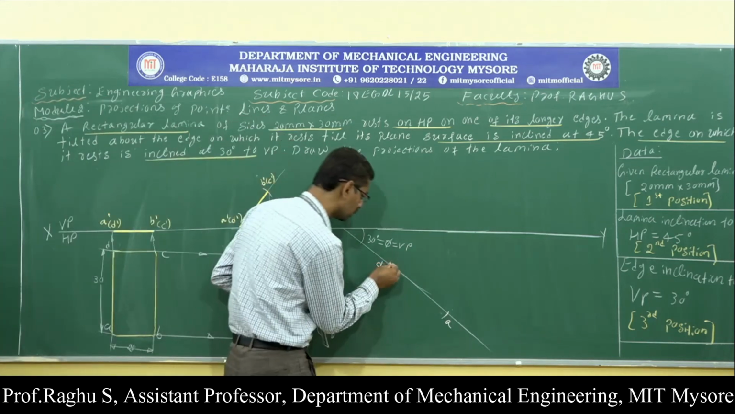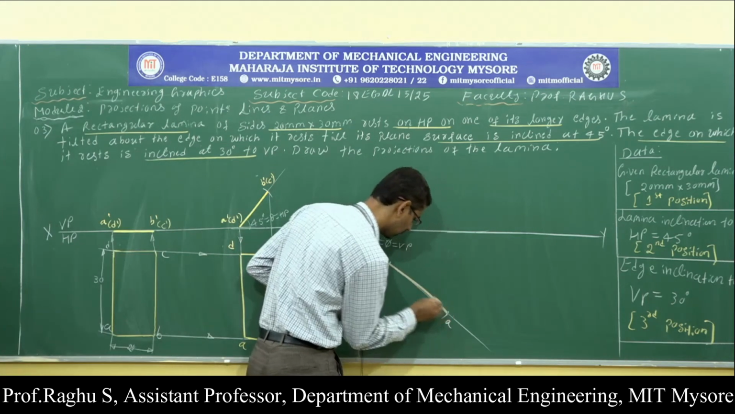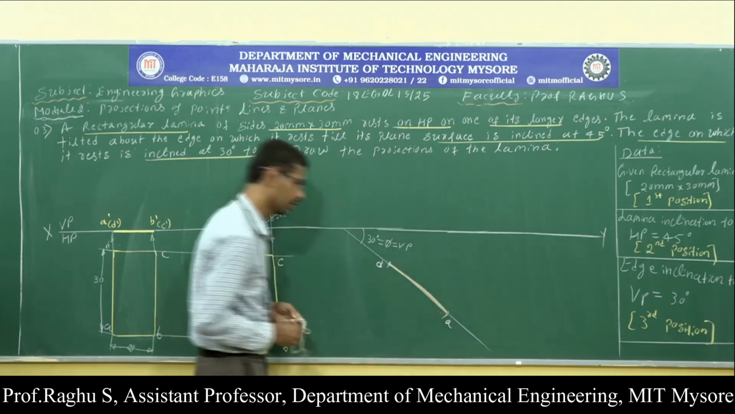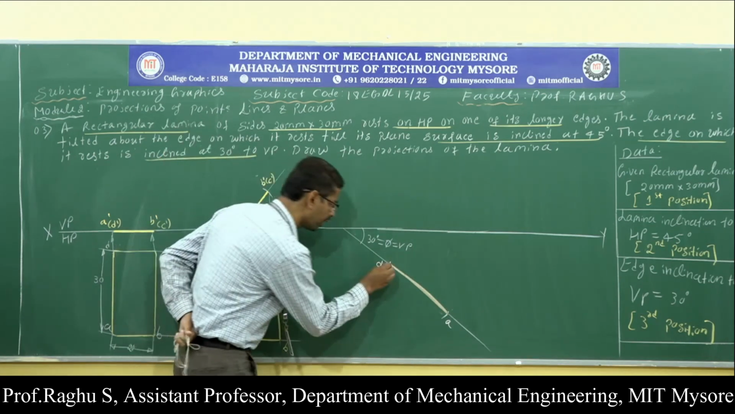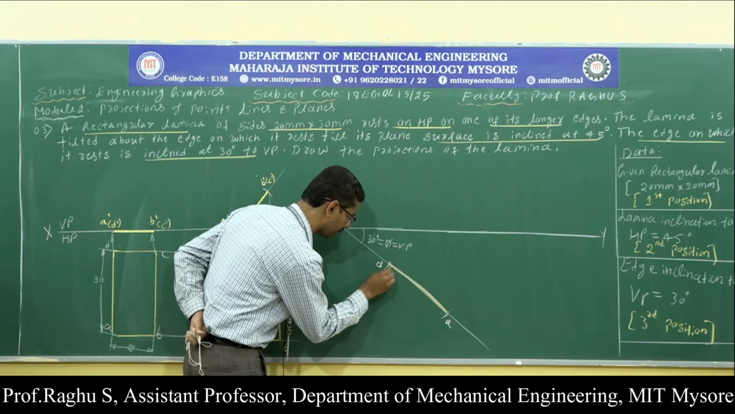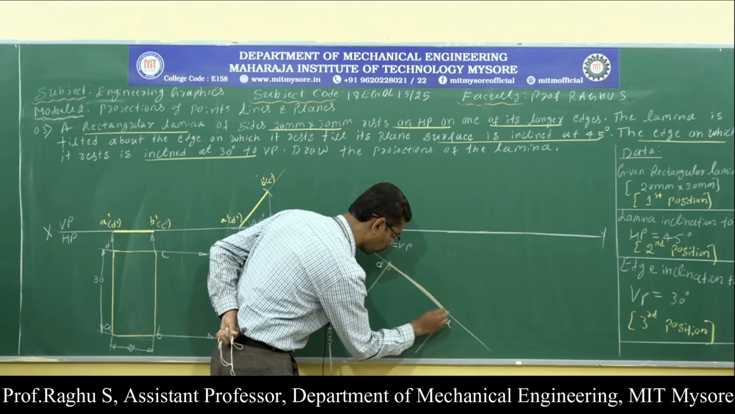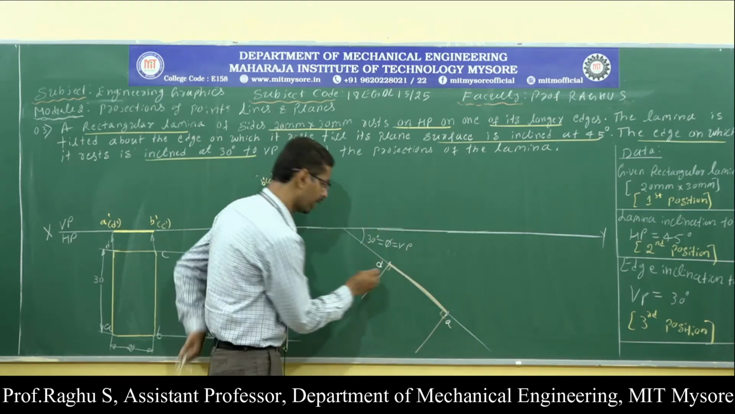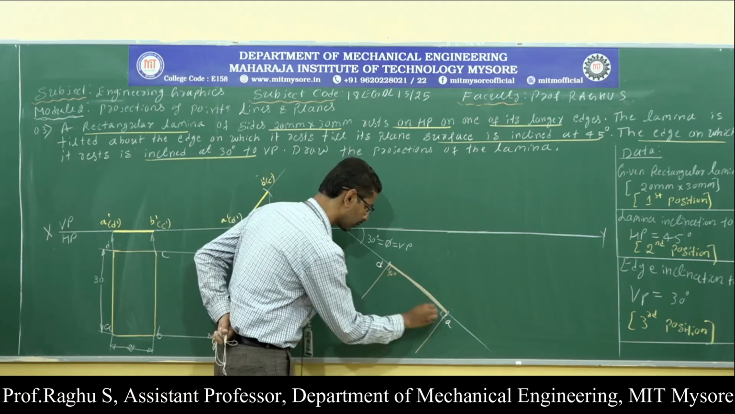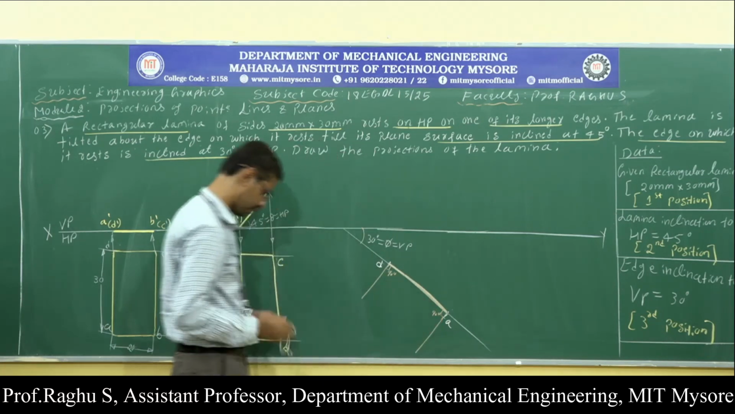Now make it dark, D and A. After this, draw a 90 degree line from point D and a 90 degree line from point A using a protractor. Draw 90 degree lines from point A and point D. Next.